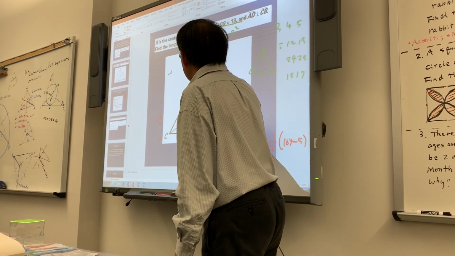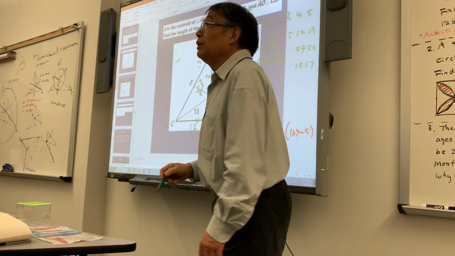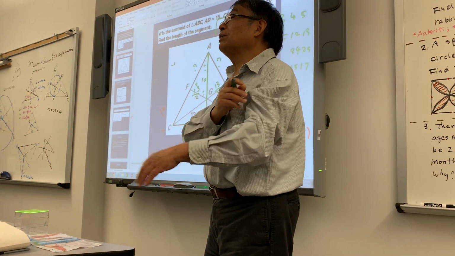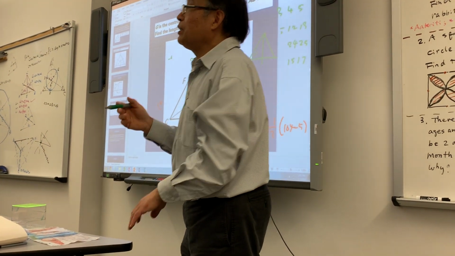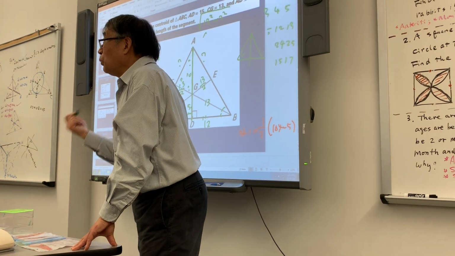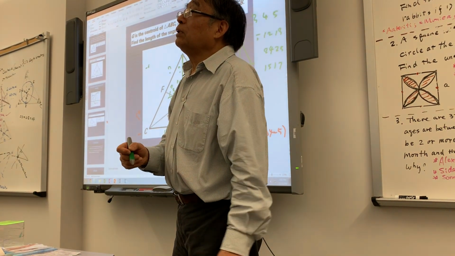Why? We don't know this angle, we don't know this angle, we don't know this angle. We cannot find it, but we can find it later. Not now. After we finish the cosine law and sine law, we can solve it. Now we cannot solve it. Yes?